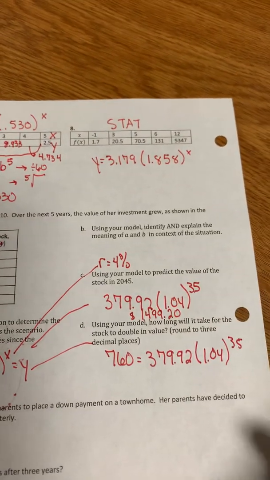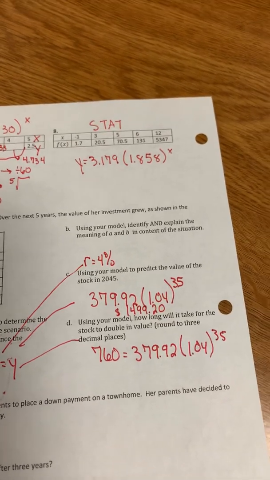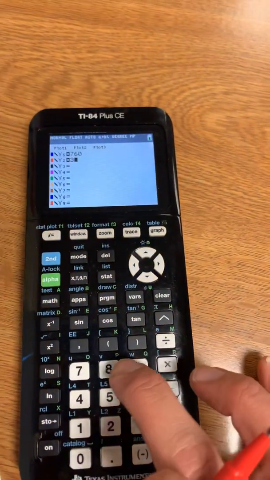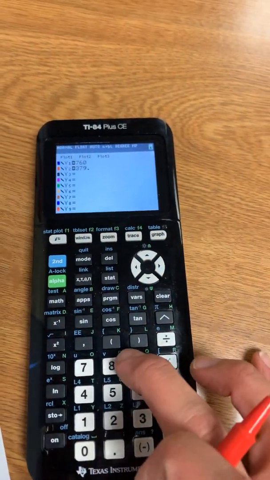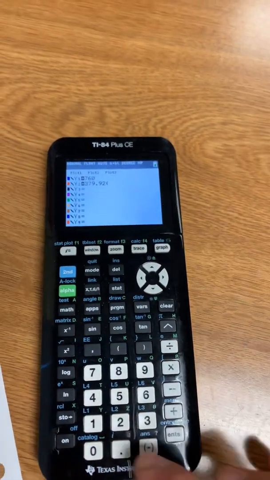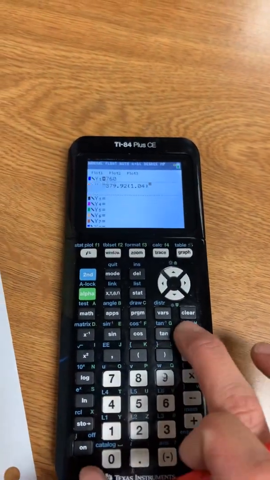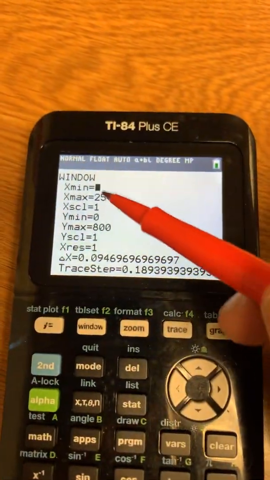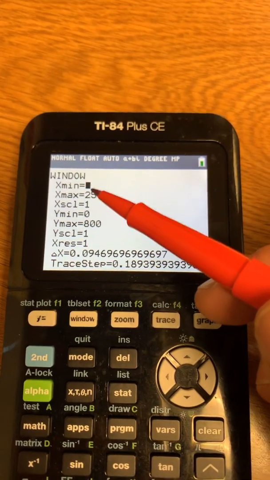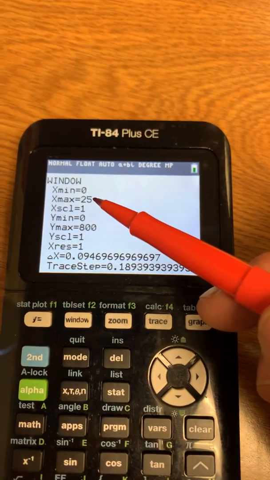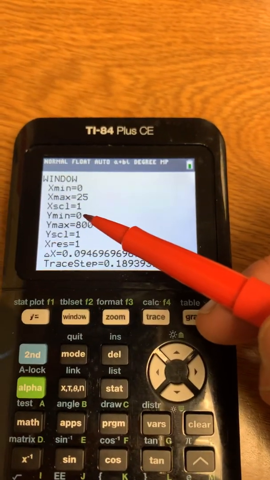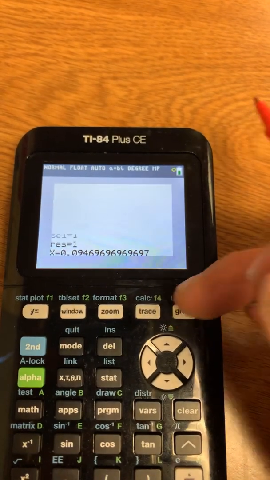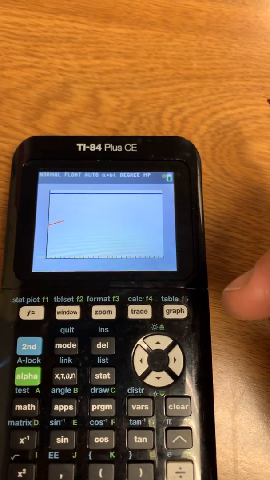And now I'm going to go to y1 and put in 760. I'm going to go to y2 and put in the other equation. And again, you can put these in any of the y's. It really doesn't matter. Okay. And now for my window, what I want to do is a minimum time of 0 always. Pick your X max, somewhere in between 20 and 30 is always good. My Y min, the least amount of money, I'm going to have a 0, and I need to get up to 760, so I'm going to go higher and go to 800. So here is my 760 line.